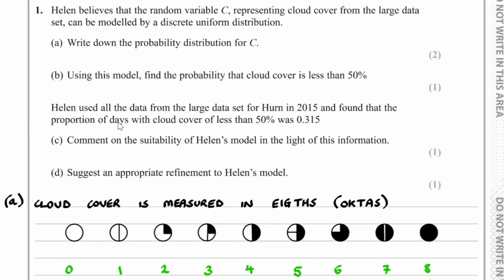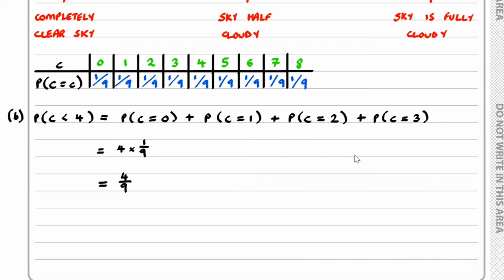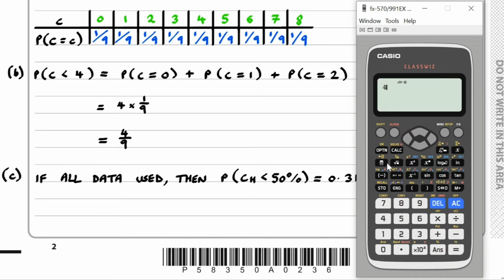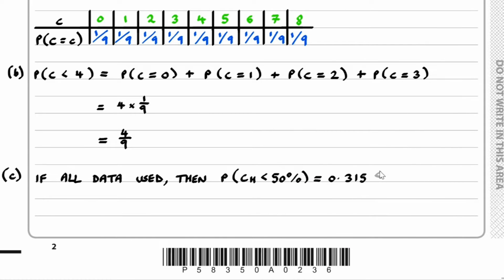And then Helen used all the data from the large dataset for Heathrow in 2015 and found that the proportion of days with cloud cover of less than 50% was 0.315. We have to comment on the suitability of Helen's model in light of this information. So we know already that if all the data was used, then the probability that cloud cover for Helen is less than 50% is 0.315. And this 0.315, if I compare that with the 4/9, now 4/9 as a decimal, that's 0.4 recurring, so the 0.315 is less than the 4/9.